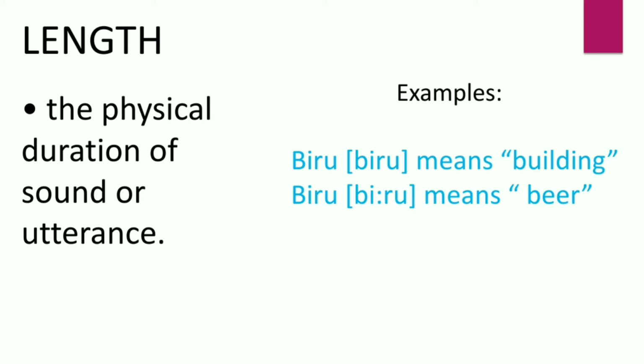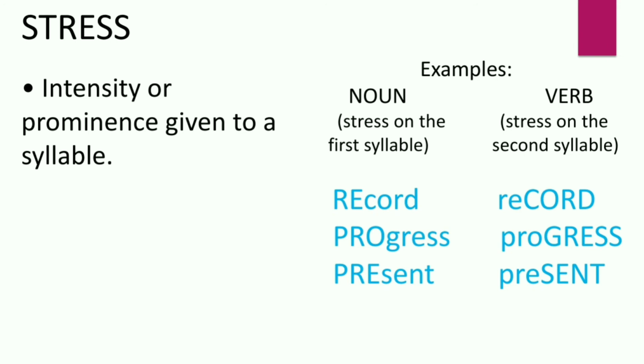For the examples, I am using the Japanese language. We have here the word biru. If we just say biru, it means building. But if we say biru with a long vowel, since the first syllable has the colon, it means beer. So the meaning will change. For the second feature, we have the stress.